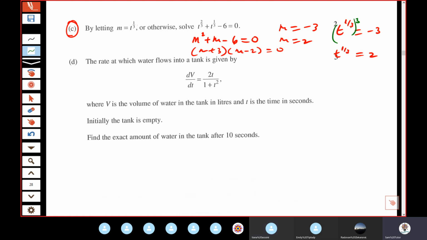It's already a cube root. 1 on 3 is a cube root. So you just power of 3. If it was power of a half, that's square root. You square it. You could have done logs, of course. Don't get me wrong. Your answer is -27 and 8. Yeah, you go powers of 3. Good job.